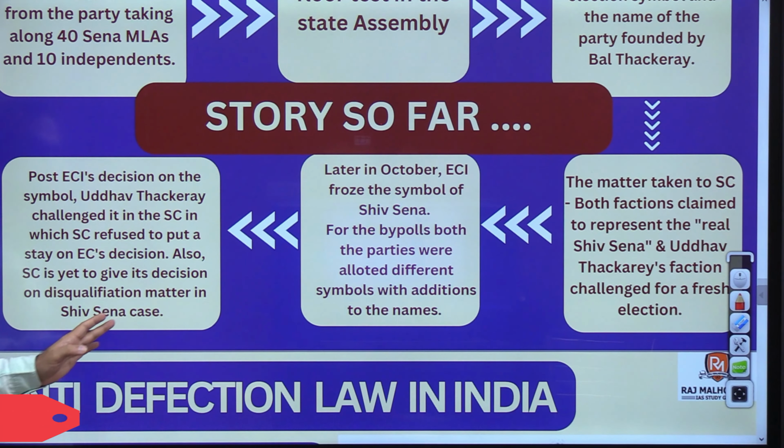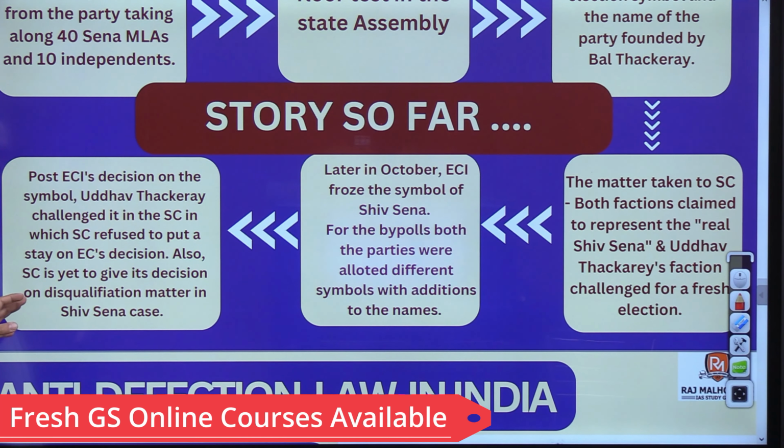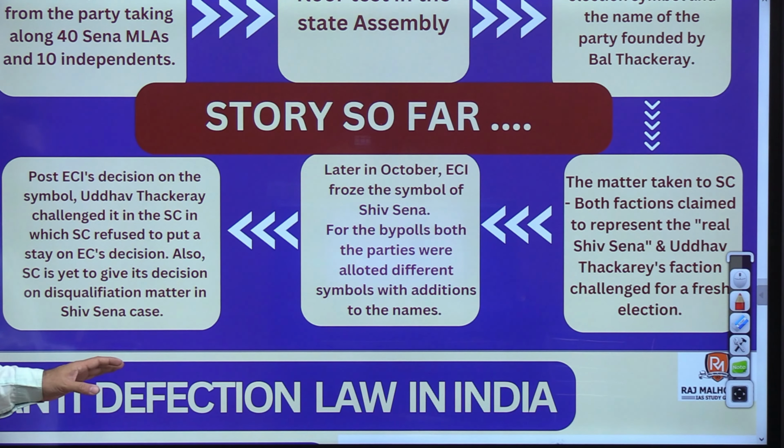Post Election Commission's decision on the symbol, Uddhav Thackeray sir challenged it in the Supreme Court, in which the Supreme Court refused to put a stay on the decision of the Election Commission, and the Supreme Court is yet to give its decision on the disqualification matter in the Shiv Sena case.